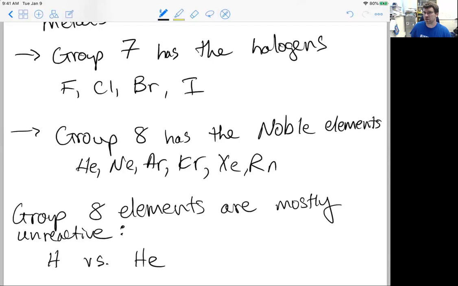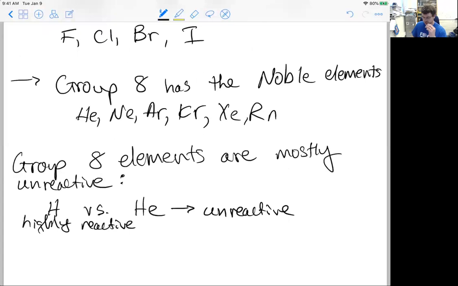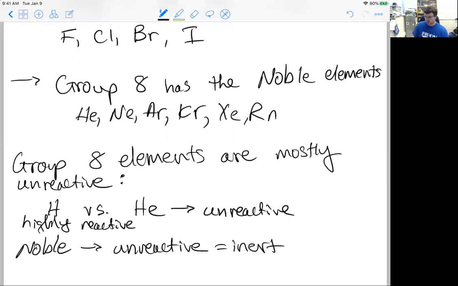Replacing that with helium, we have a noble element, an element that actually maintains its character and is not likely to react. So hydrogen versus helium, we have something that is unreactive, whereas hydrogen is itself highly reactive, whether it's by itself or tied up as H2. Okay, so when I say noble, I mean unreactive. Another word for that is inert. So these noble elements mostly just stay as noble elements. So helium, neon, and argon in particular are unreactive.